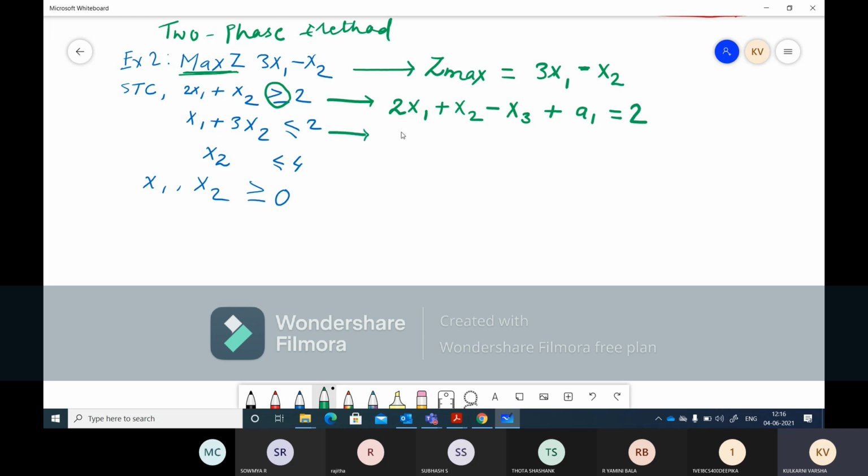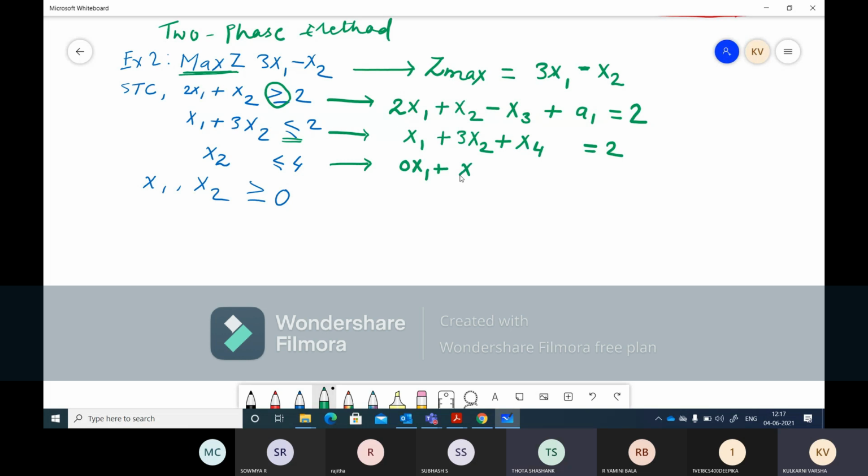This equation will get converted to x1 plus 3x2. This is less than or equal to, which means add a slack variable. When we are adding a slack variable, there is no need of an artificial variable. Only if the variable has a negative sign do we need to add one. So this is equal to 2. In this there is no x1 coefficient, but this is a constraint, so you need to write it. For your benefit, we can write it as 0 into x1, so it will ultimately be 0 only.